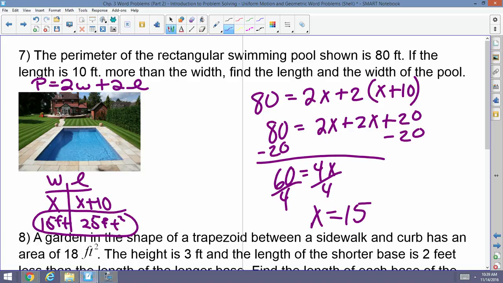I'm sorry, what, my man? Oh, how did you get the other 2x? Because remember that I'm distributing, my brother. So it's 2 times the length, so I had to distribute this. Thank you so much for asking. Thank you, man.